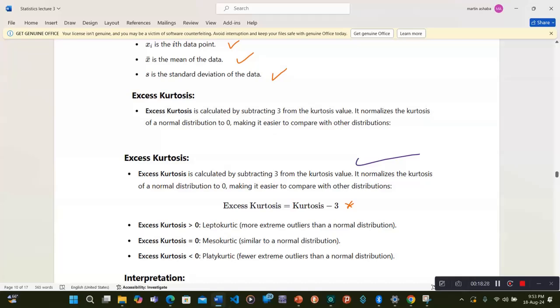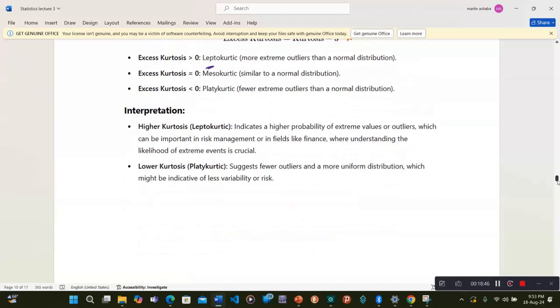So it tells us that excess kurtosis is greater than 0 for a leptokurtic distribution. Then when we have excess kurtosis equal to 0, then we are talking about what? Mesokurtic, similar to normal distribution. If we have excess kurtosis less than 0, then we are talking about platykurtic, and you have fewer extreme outliers than the normal distribution. For excess kurtosis greater than 0, you have more outliers than a normal distribution.